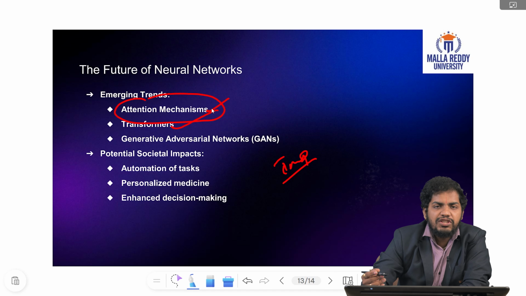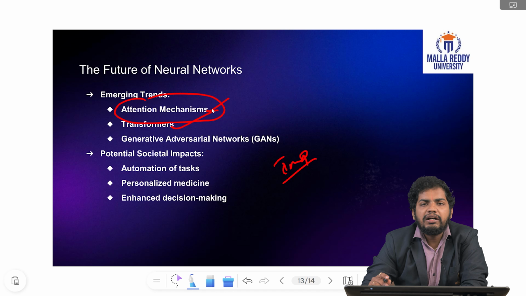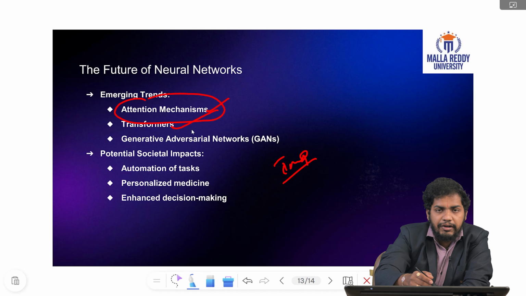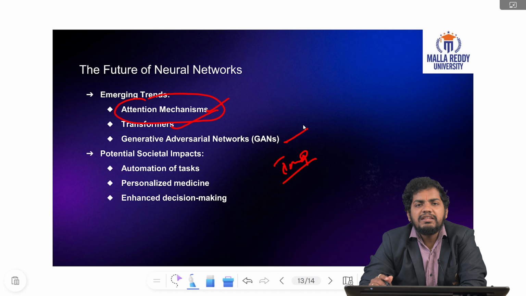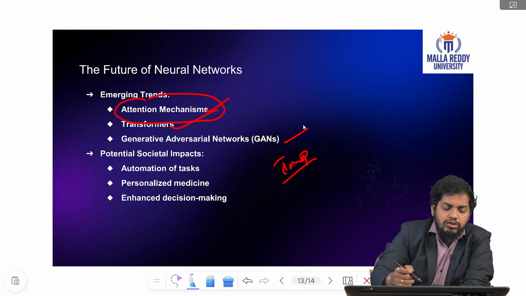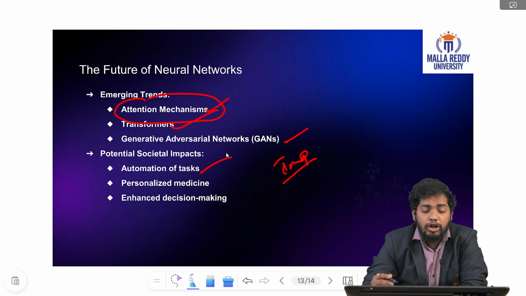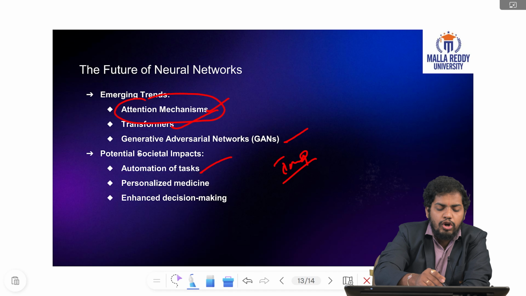Next we have transformers, which are huge mathematical functions that help us generate output much faster compared to normal neurons. Next we have GANs. As we have seen, GANs work as augmented data producers. The impact of these is automation of tasks, where tasks we need to perform daily or repeatedly can be automated.